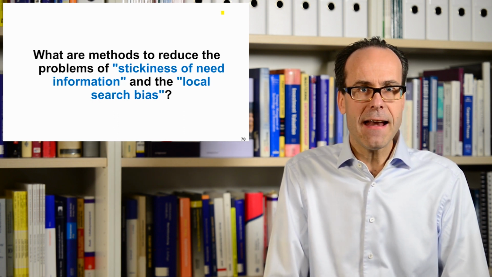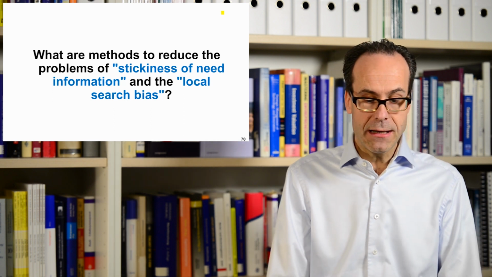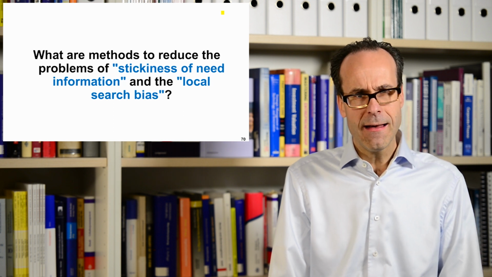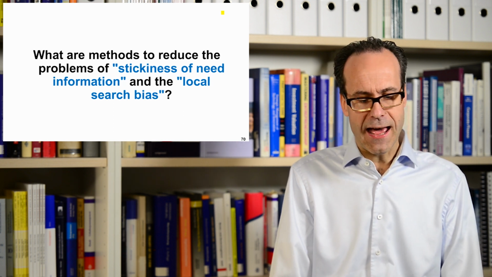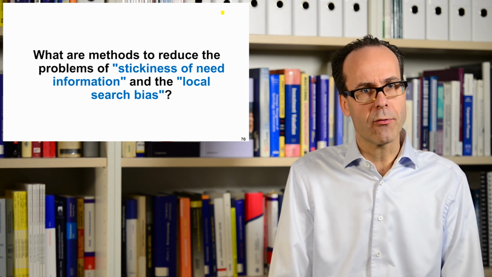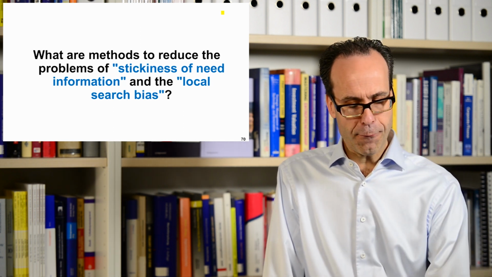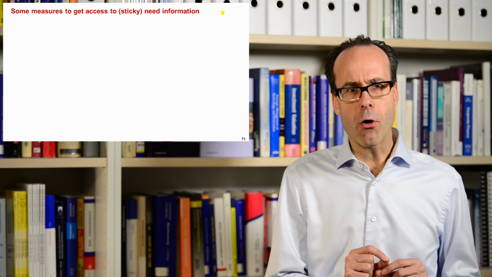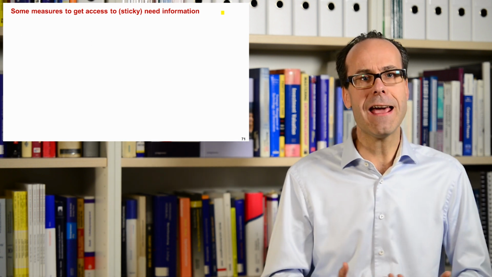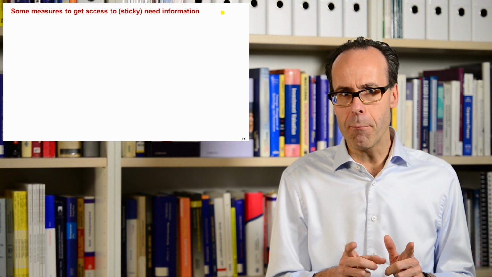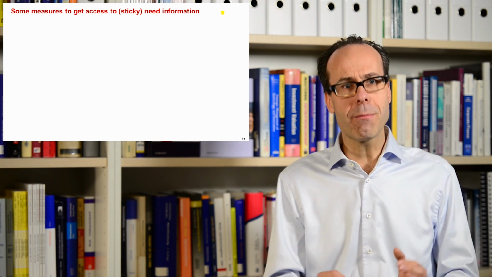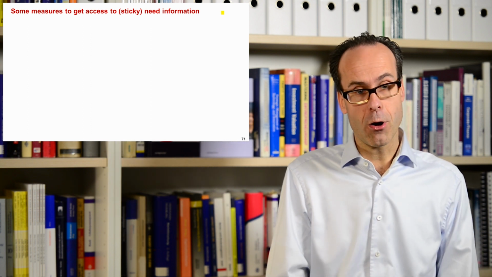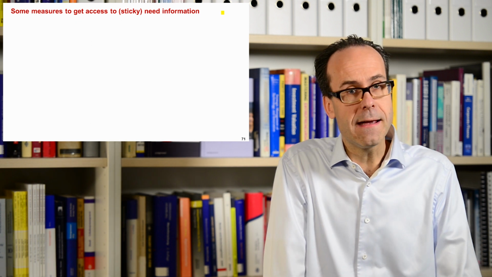Based on this understanding that good innovation management means to reduce the problems of stickiness of need information and the local search bias, perhaps you already know some methods that help us to really reduce these problems. There are many of them, and in the following I will just introduce a few. Each of the bullet points that now follow could make an entire lecture of how to do it. So that's not the point. The point here is to give you a little bit of an overview of some methods and best practices to really solve these two problems.